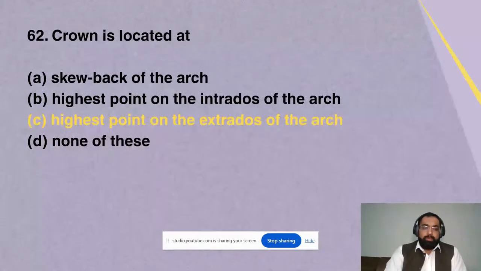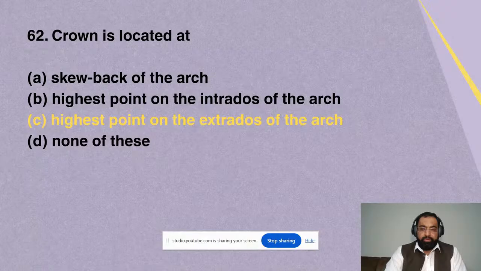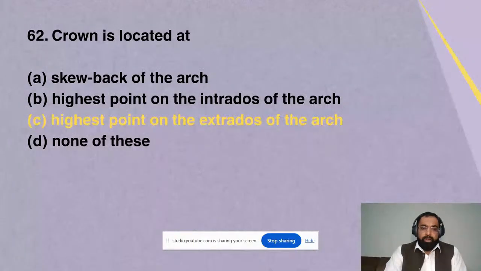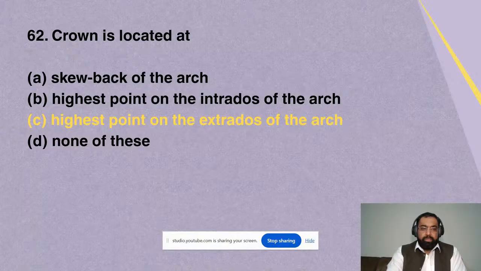62. Crown is located at: A. Skew back of arch, B. Highest point of the intrados of arch, C. Highest point on the extrados of the arch, D. None of these. So crown is the highest point on the extrados of an arch. Option C is correct.